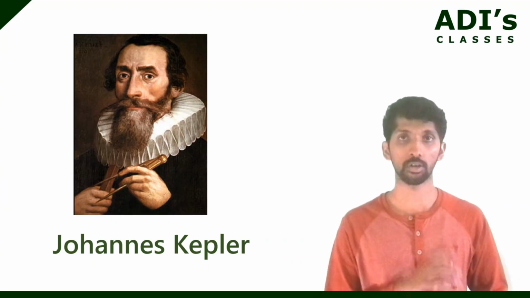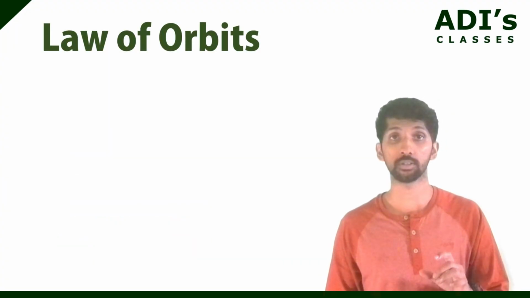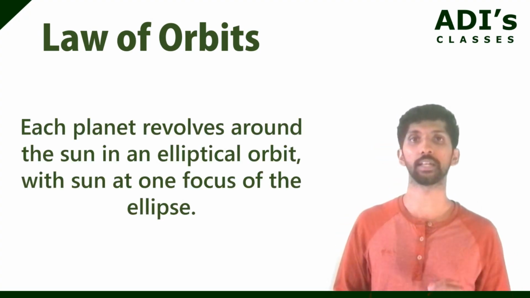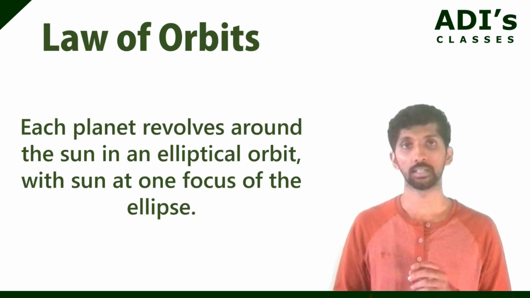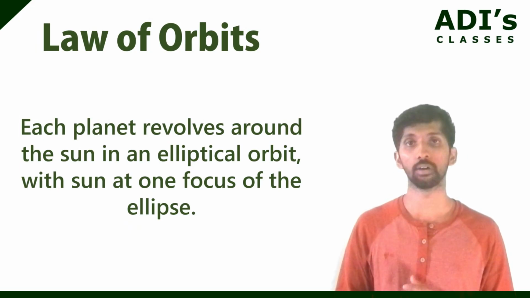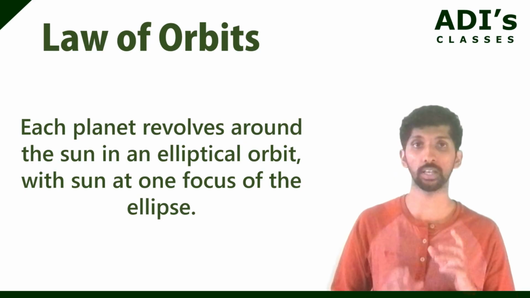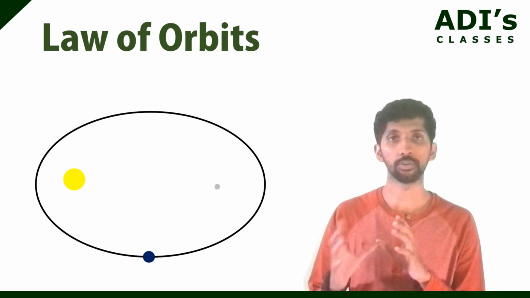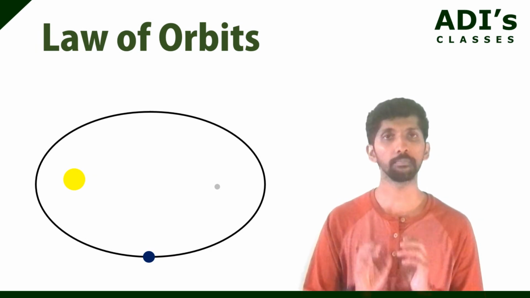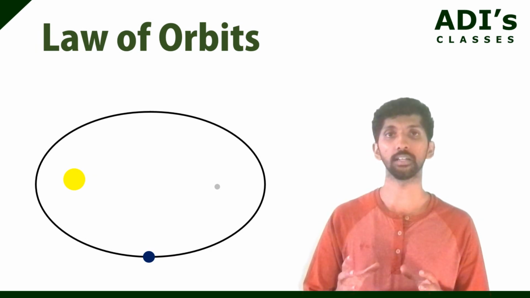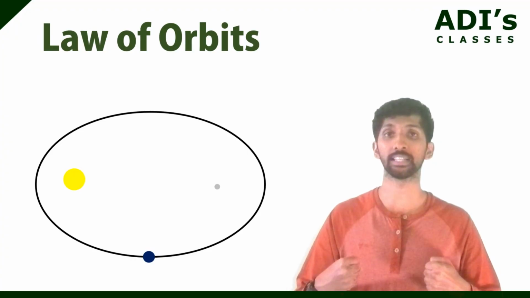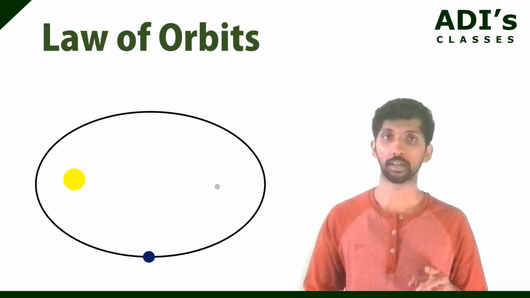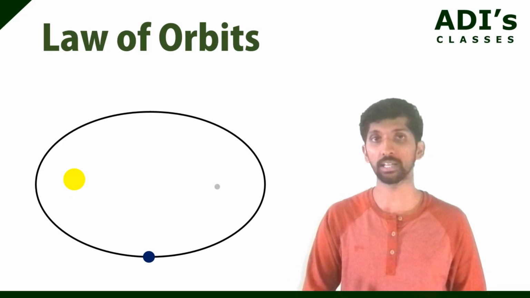The first law is called the law of orbits. It says each planet revolves around the sun in an elliptical orbit with the sun at one focus of the ellipse, like this one. Basically you need to know what an ellipse is. A simple way of understanding: take a circle, hold it at two edges and pull it. It forms an oval, correct? That oval shaped figure is what we call an ellipse.